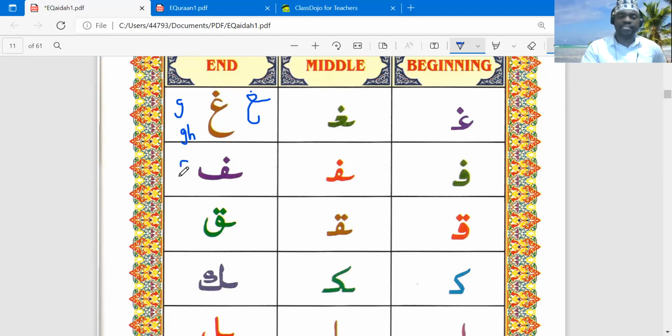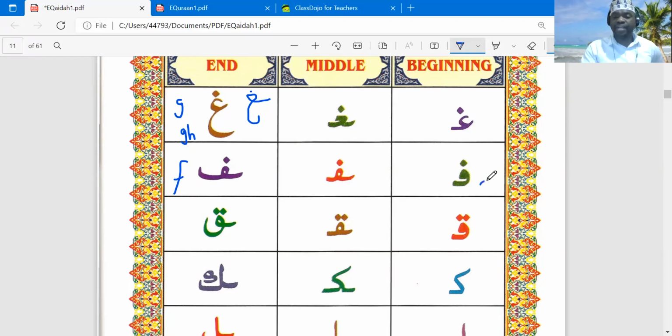at the end, and the sound what? Birabbil falaq, fa, falaq, fil, qul a'udhu birabbil falaq, alam tara kaifa fa'ala rabbuka bi ashabil fil. So that is fa for you.